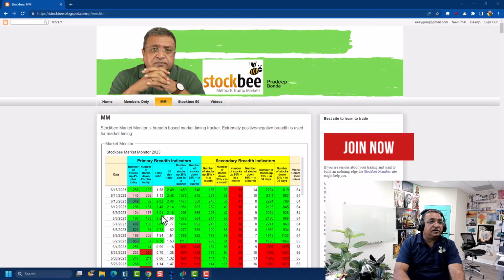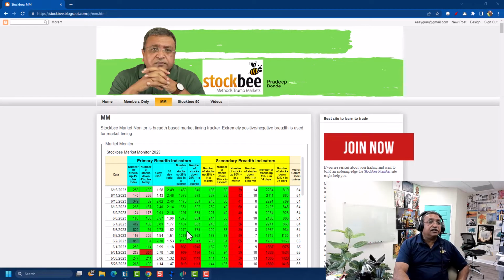So as you can see, for the last 4 days there have been two times more stocks making a 4% breakout compared to breakdowns, and now it is 2.5 times more stocks. And if you see, this is a primary indicator. It takes time for a stock to be up 25% in a quarter, so it confirms that there is big money coming into the market.